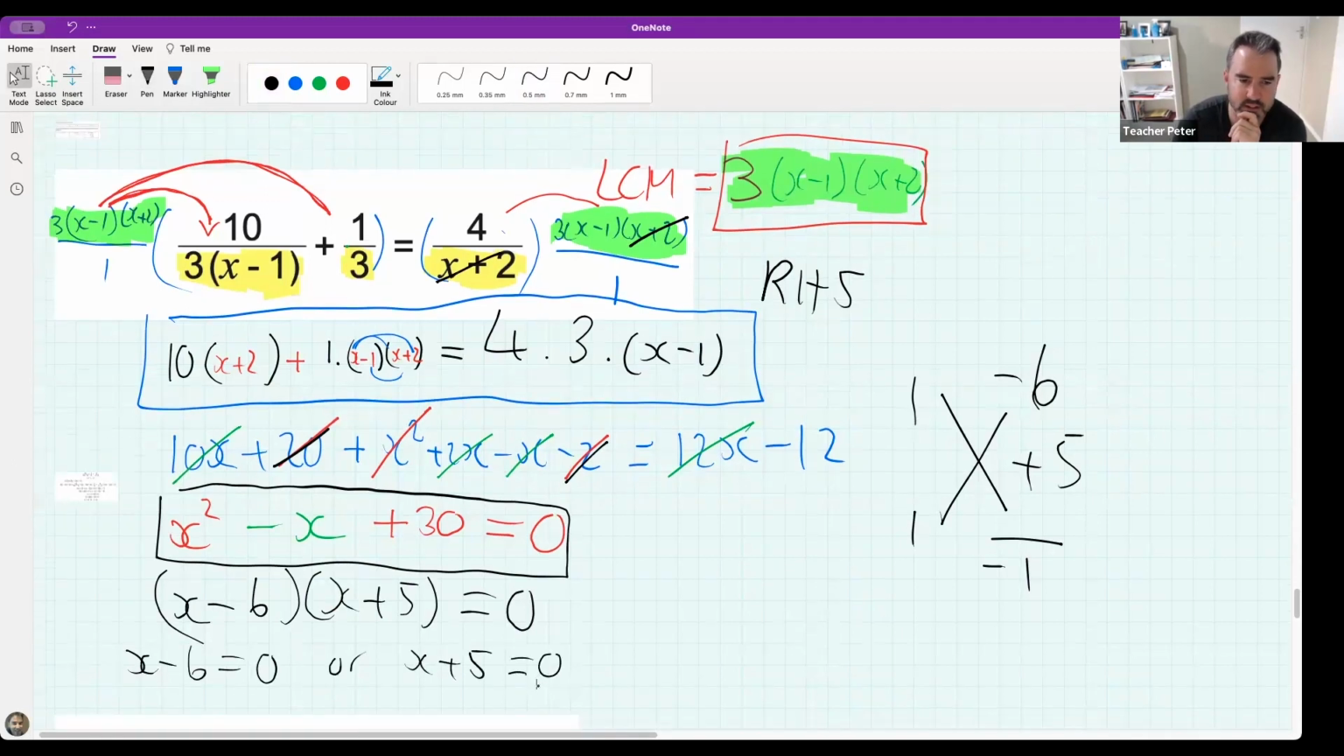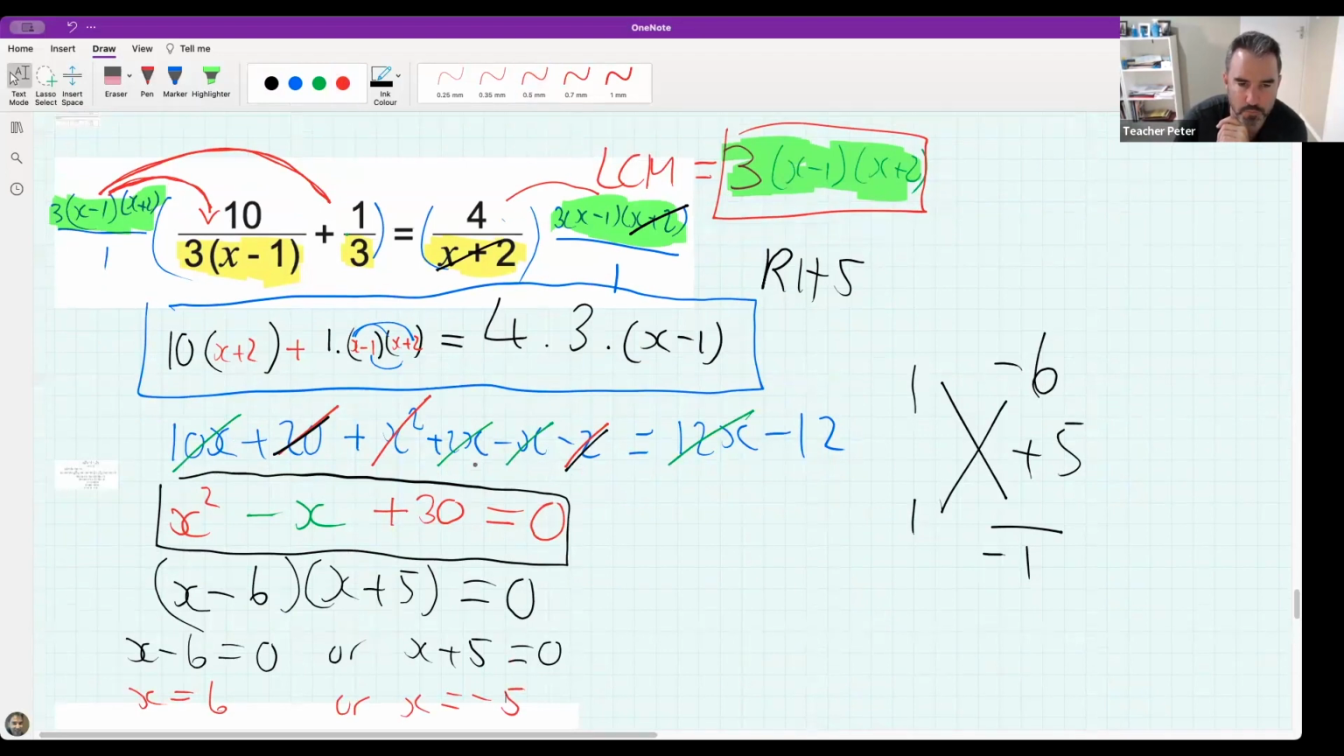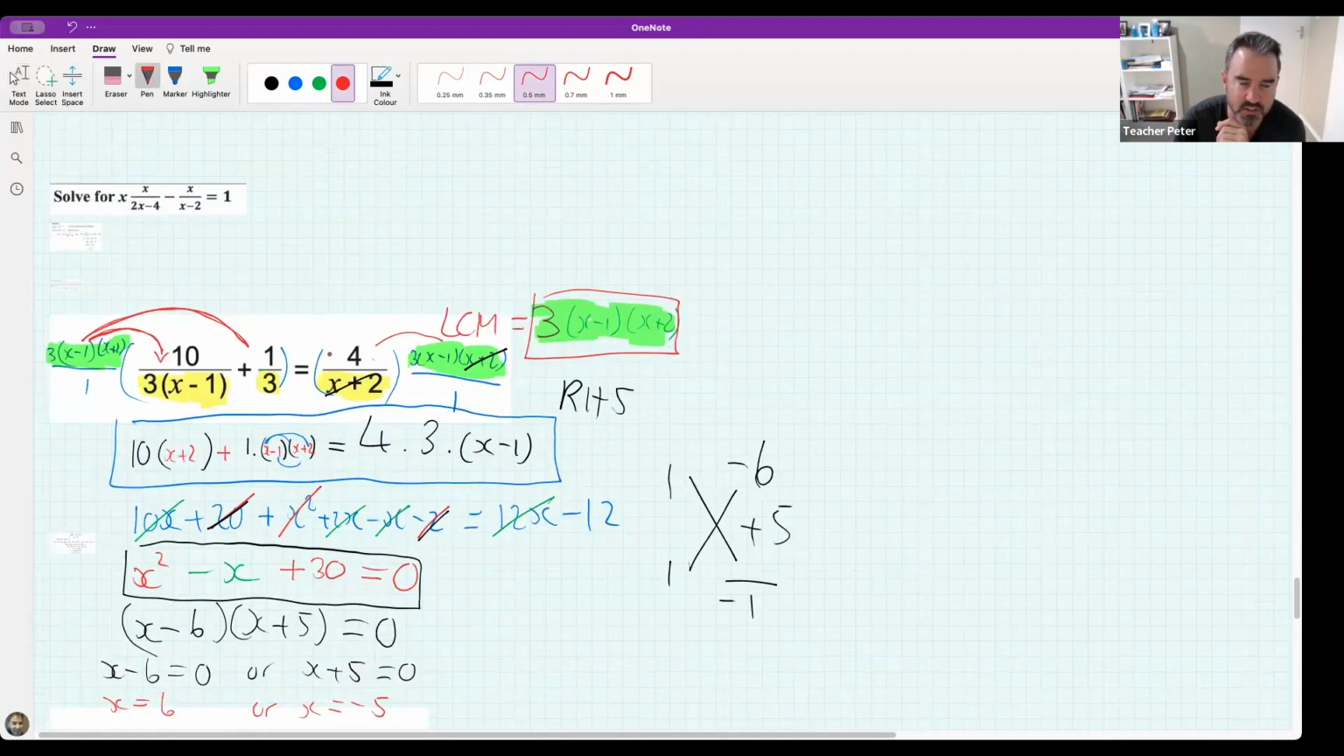Yes, Amy and Sange, I think you are onto it there. We have x is 6 or x is minus 5. Now, the one thing we have to watch out for with quadratic equations with fractions is x could never be minus 2. So x could never be minus 2 in this question, and x could never be 1. But luckily, both our answers avoid that.